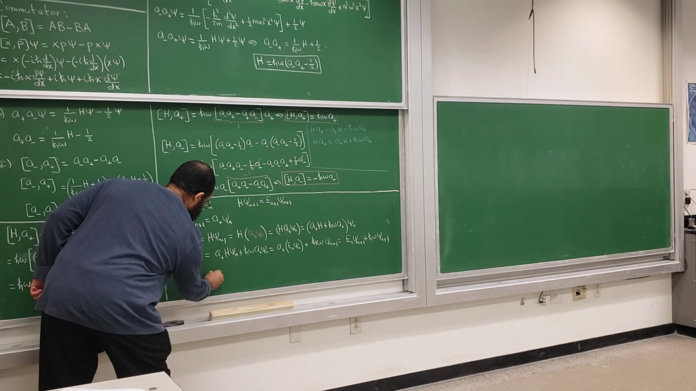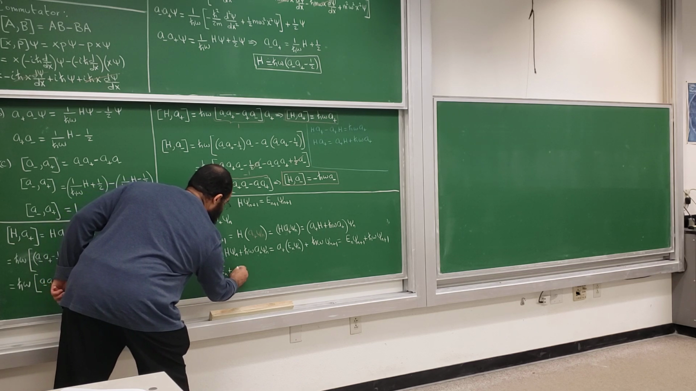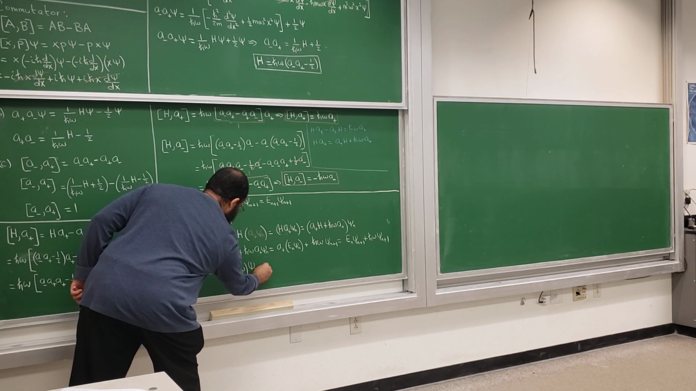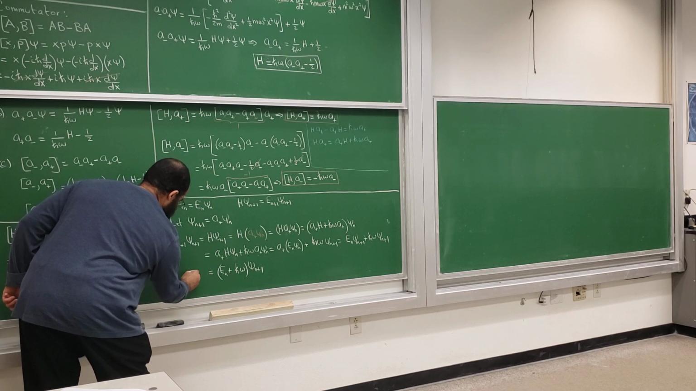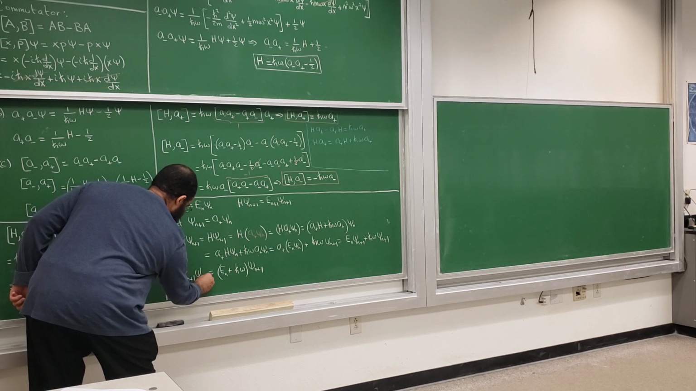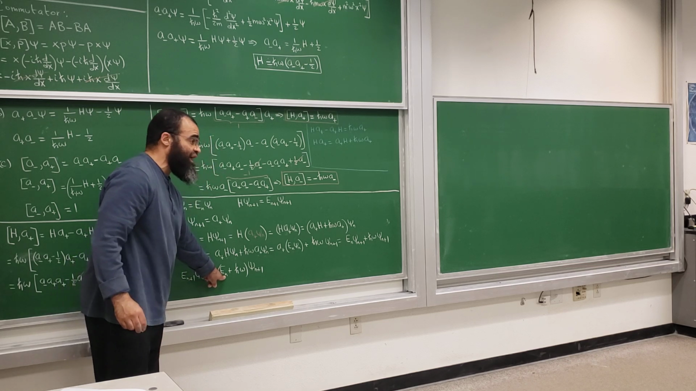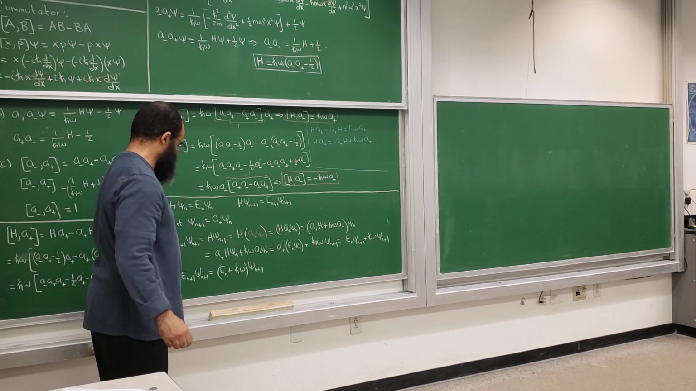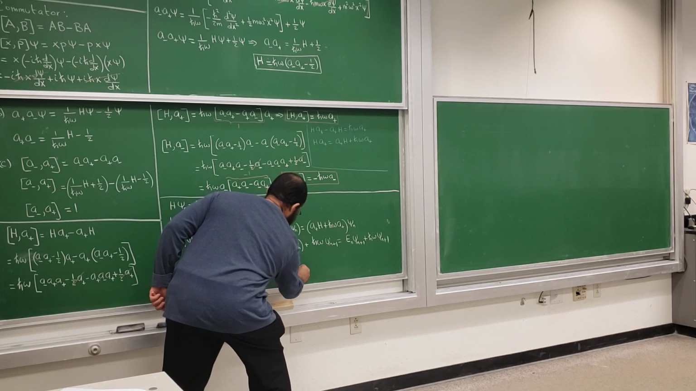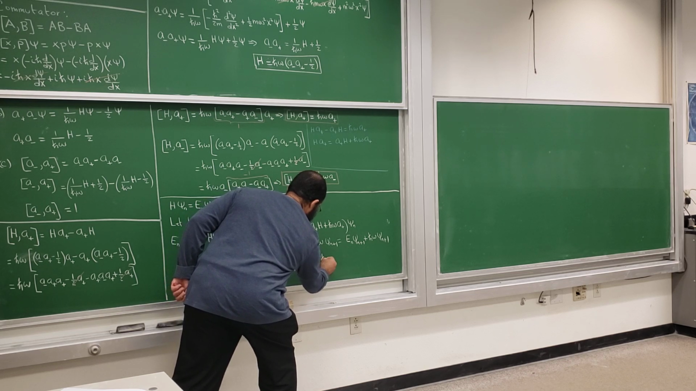And so I get En plus h bar omega times psi sub n plus 1, meaning En plus 1 is equal to whatever En is plus an h bar omega. So here's the final conclusion: En plus 1 is equal to En plus h bar times omega.